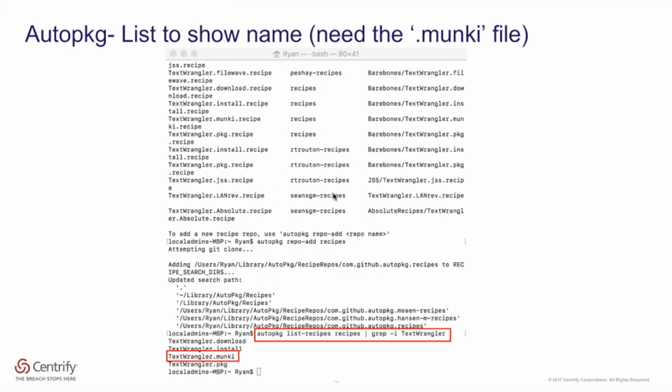And just to get the actual name of the file I'm looking for, I'm going to run autopkg list-recipes, and then the repo name recipes. And then I'll pipe that to grep -i for TextWrangler. And I'll see that it's spelled as expected. TextWrangler.munki is the one that we'll want to use. And the autopkg recipes that we'll choose will be the .munki.